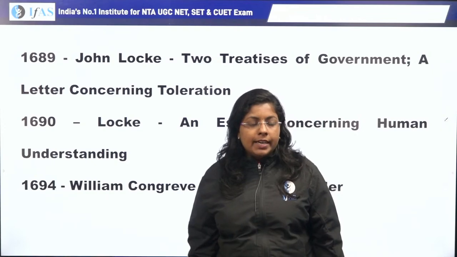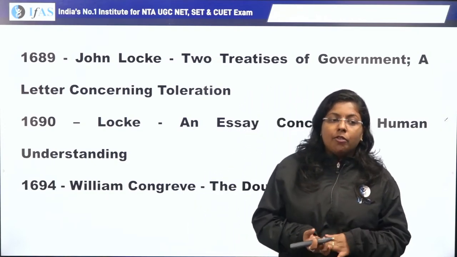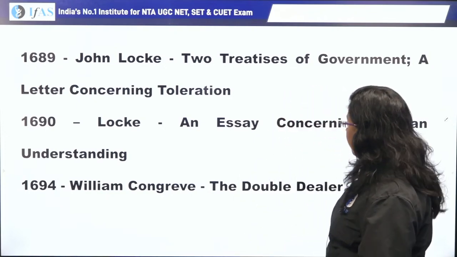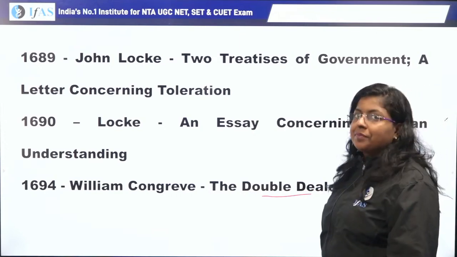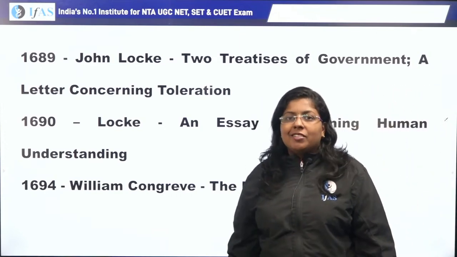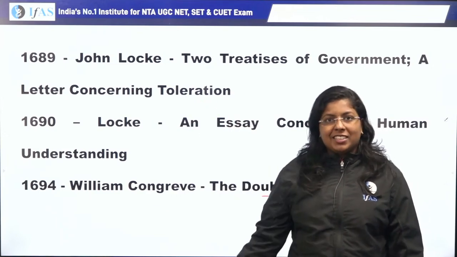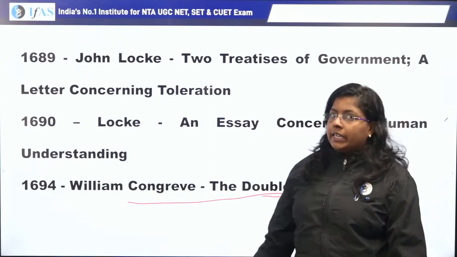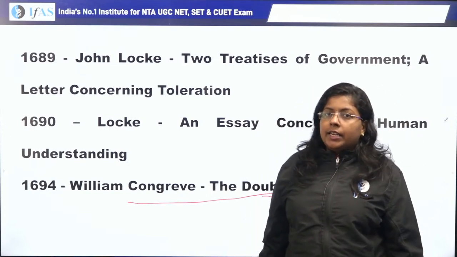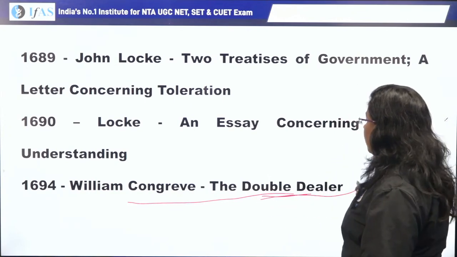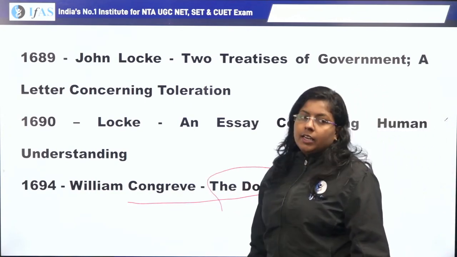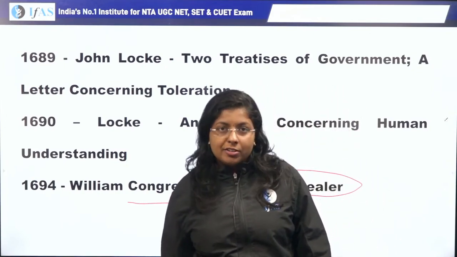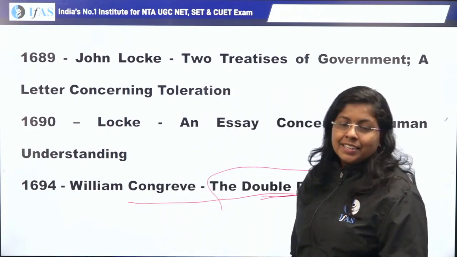In 1694, again we have William Congreve with his Double Dealer. We saw William Congreve's Double Dealer in the previous session, right? 1694 is the most important year for William Congreve. It's the year of publishing of the Double Dealer.